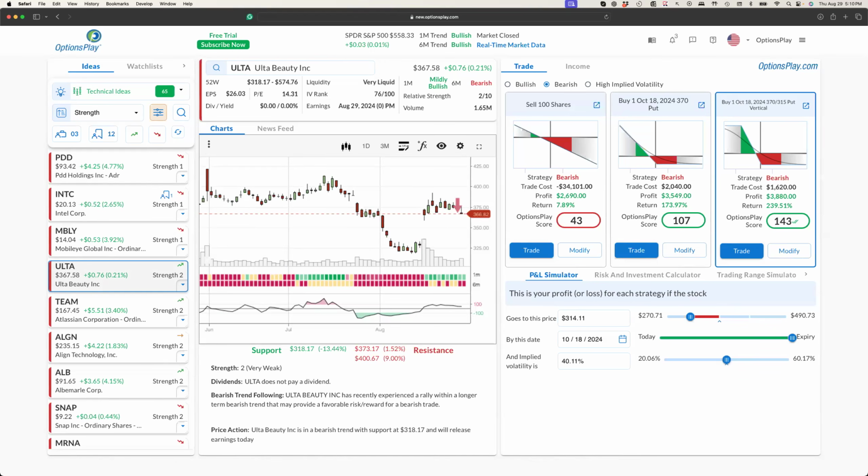Someone says I haven't mentioned what strikes and expirations you choose for your trend trades. The OptionsPlay platform will help you automatically identify the expiration date and strike prices of each of these strategies. You just select the idea. It'll automatically select bullish and bearish for you based on the idea. But you can easily use the tool to help you identify the strategy, the expiration date, and the strike price.